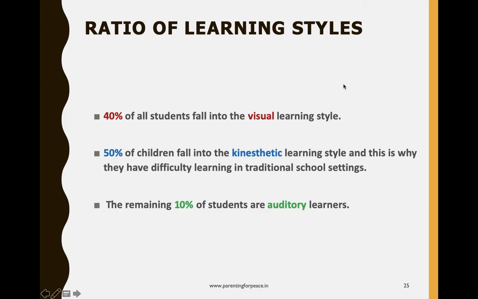A ratio of learning styles. This is the data. 40% of all students fall into the visual learning style. Yeah, the percentage is quite high, right? And then 50% of students fall into the kinesthetic. Yeah, this is very good data. And the remaining 10% of students are auditory learners.